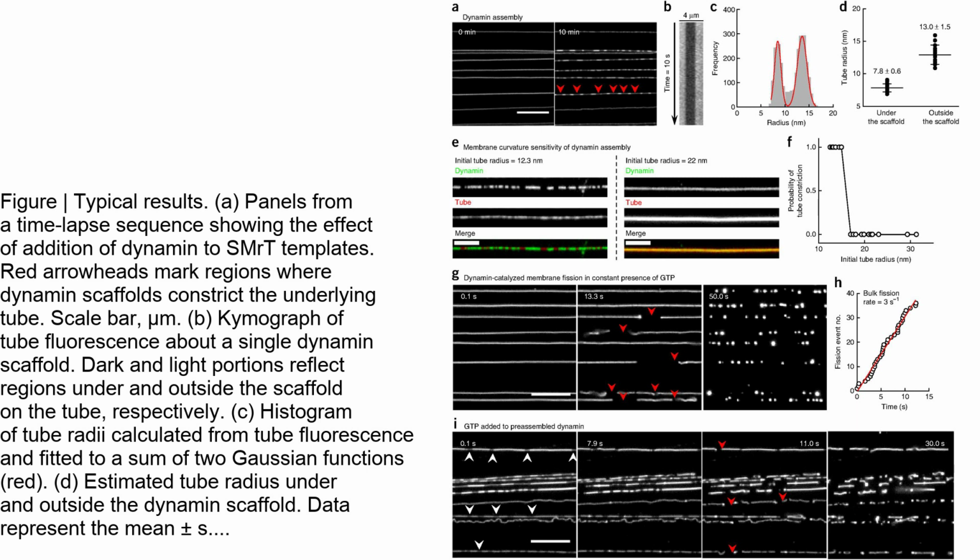These results demonstrate that the SMRT assay system allows for the analysis of membrane fission reactions and the characterization of the membrane tube dimensions under different conditions. The system provides insights into how dynamin assembly and membrane curvature influence membrane fission.